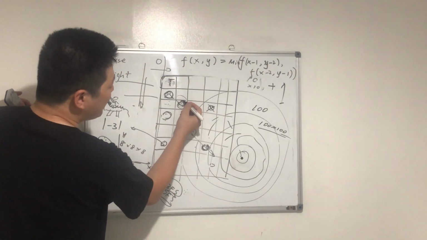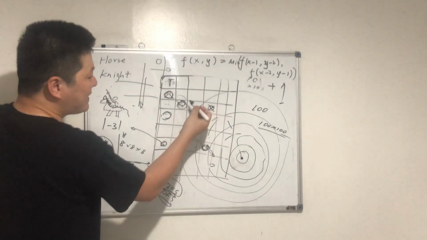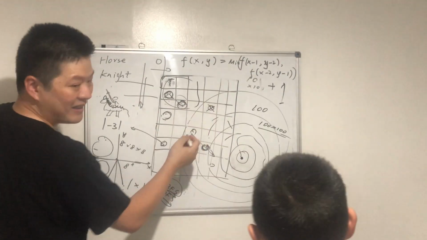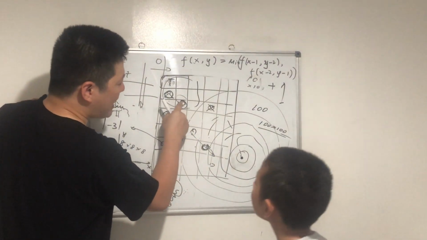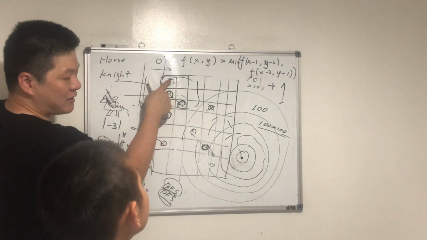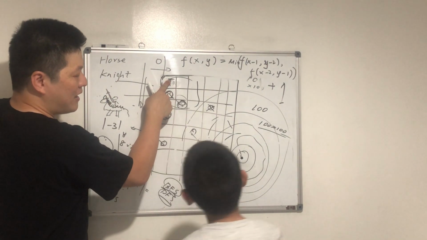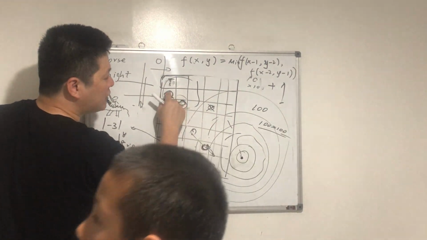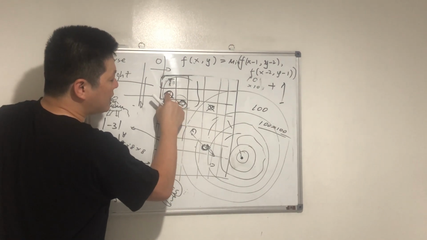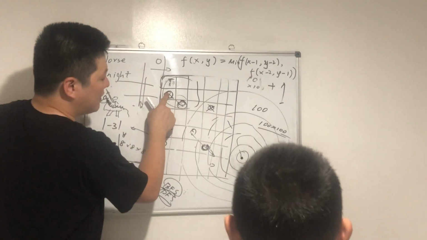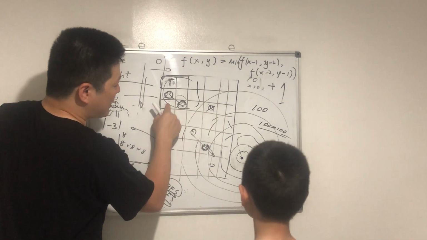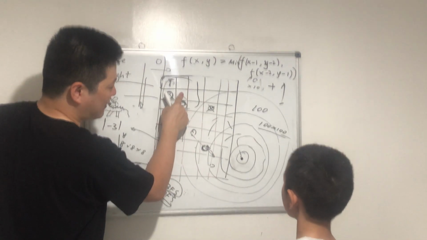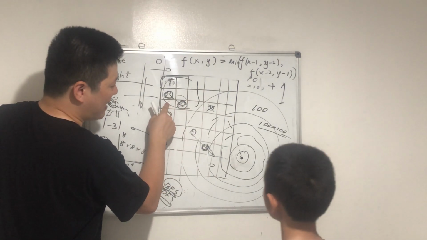If it's the origin, the base case is here, right? If it's 0 and 0, it is 0, right? If it's in this position, or in this position, or here, what is it? It is 2, right? Here.